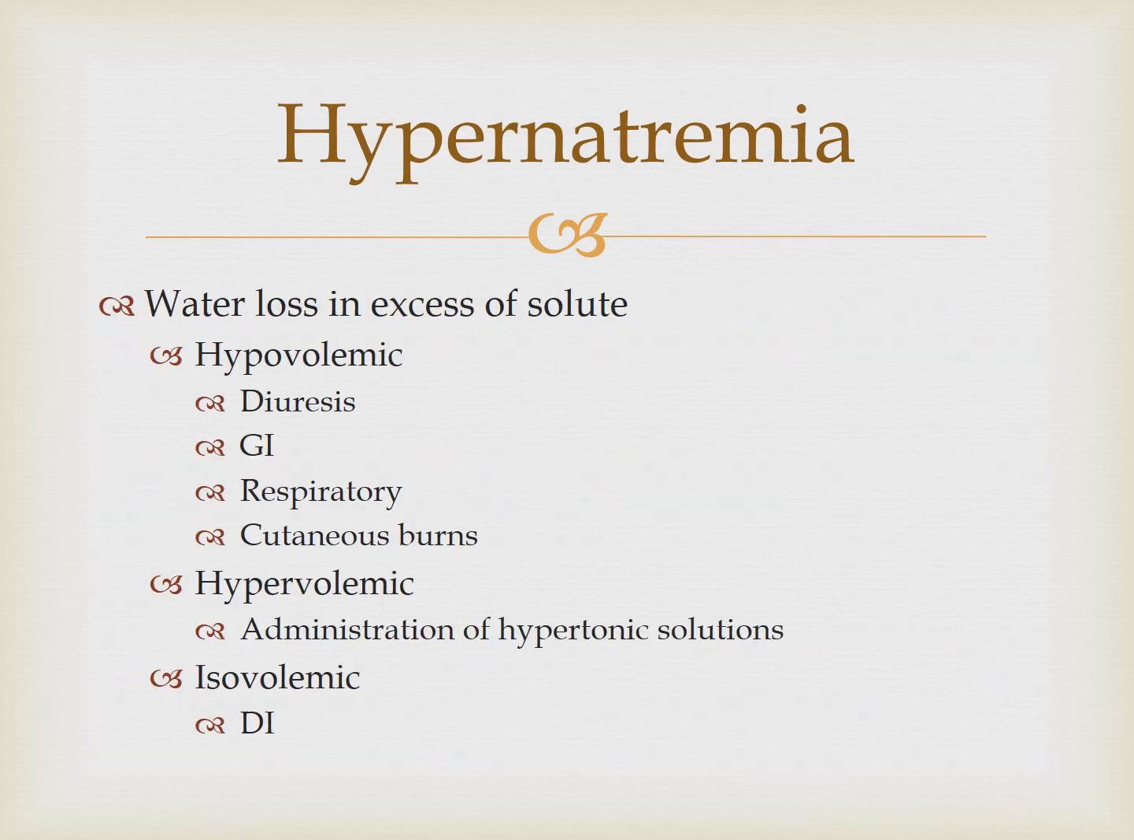Hypernatremia, water losses and excessive solutes. The one thing that I would remember is isovolemic DI, diabetes insipidus. We have polyuria, polydipsia in association with hypotonic urine and high plasma osmolality. So you should remember the CDI, central diabetes insipidus versus nephrogenic, and how to differentiate those two.